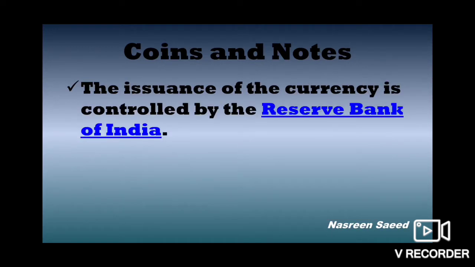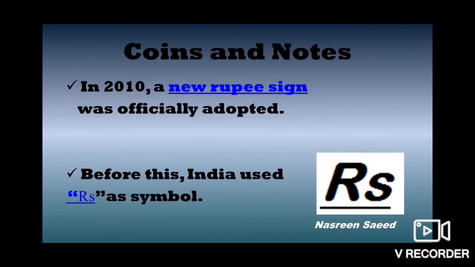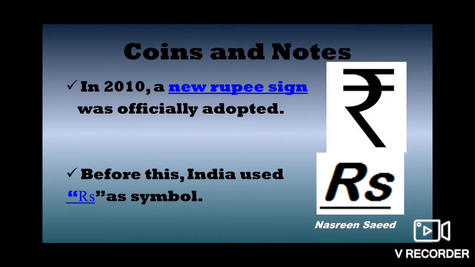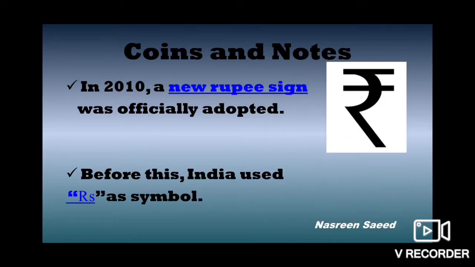The issuance of the currency is controlled by the Reserve Bank of India. So the Reserve Bank of India controls the issuance, means they have the right to issue coins and currency in India. In 2010, a new rupee sign was officially adopted. This is the new rupee sign which was adopted in 2010. Before this, India used RS symbol for rupees. But now we are having this as the new rupee sign.